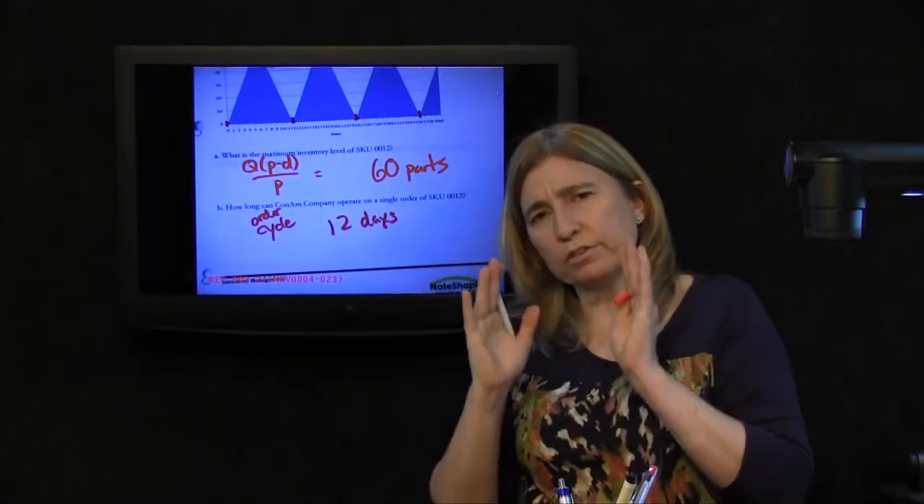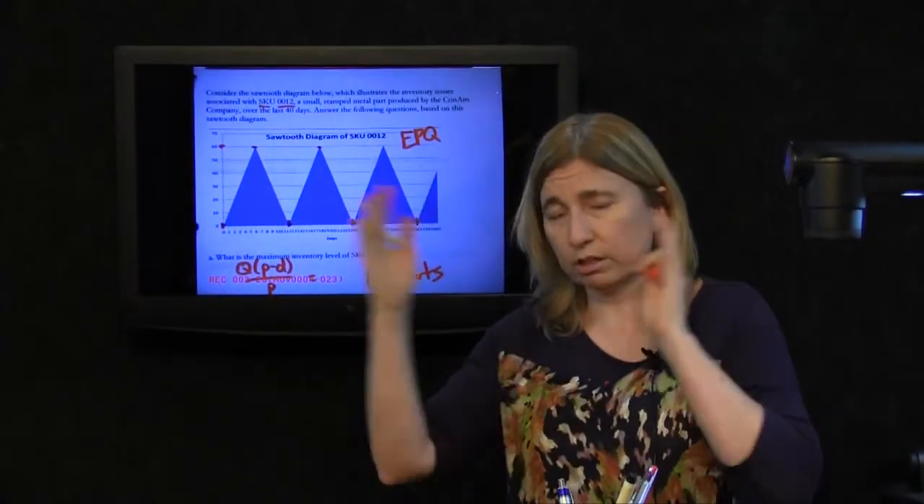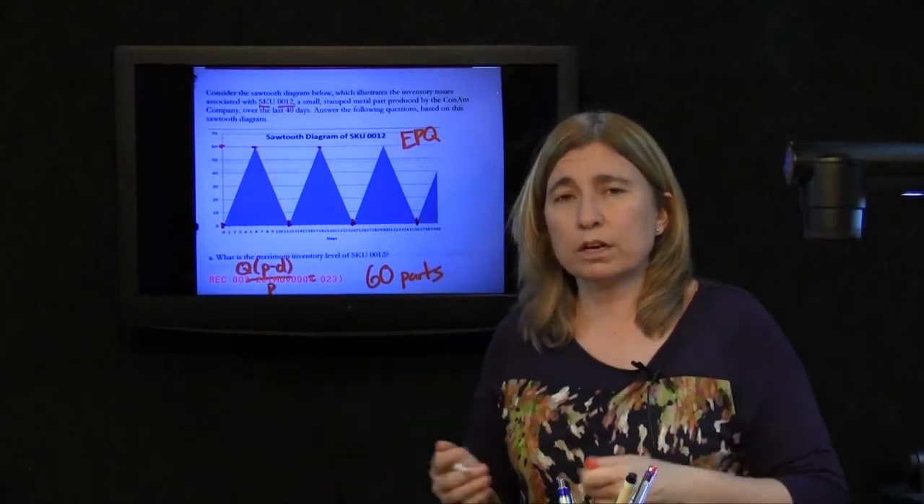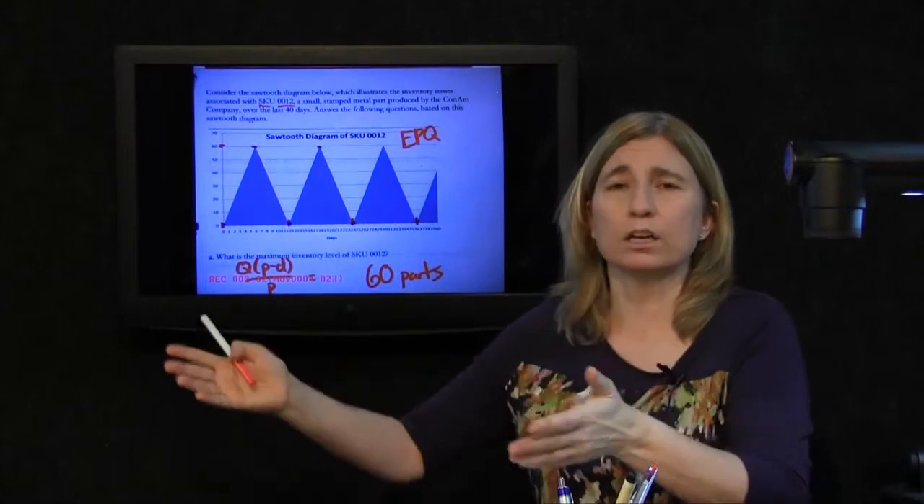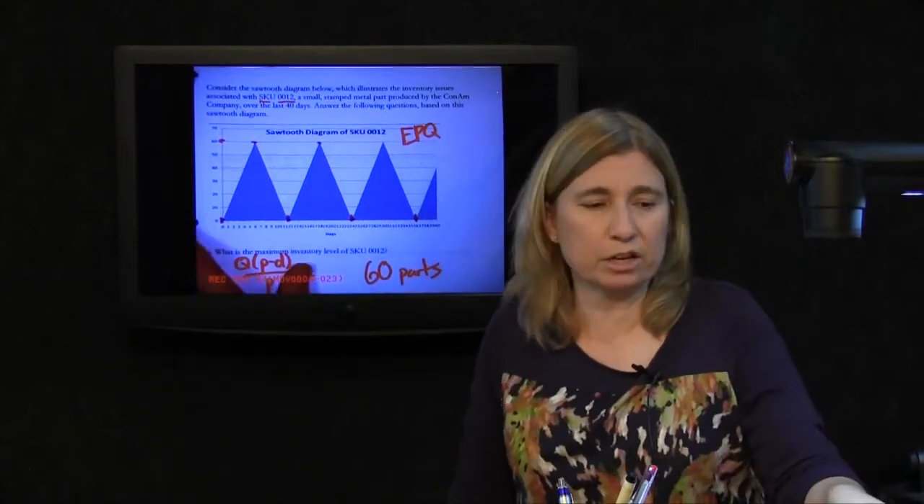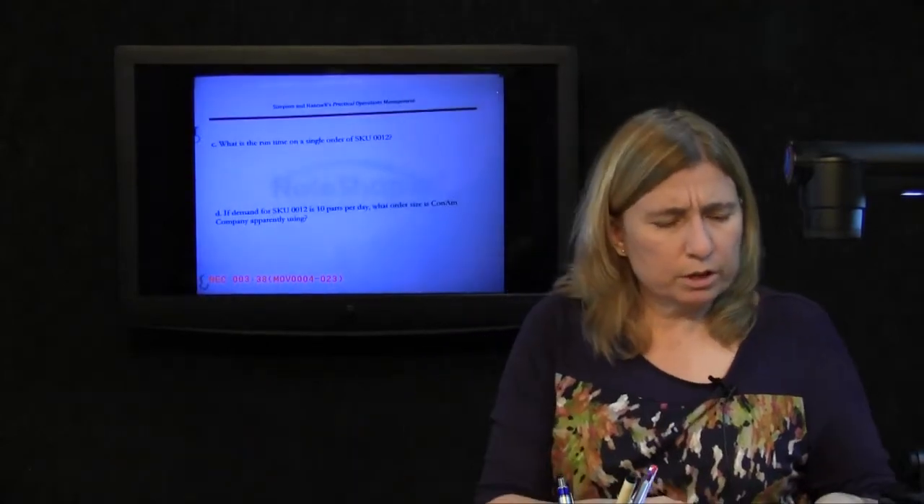The length of the base of a tooth in a sawtooth diagram is telling you the length of the order cycle. The order cycle is how long an order lasts a company before they start again on a new order. Okay, so it's answered. You can just read it. Let's see what else we can.